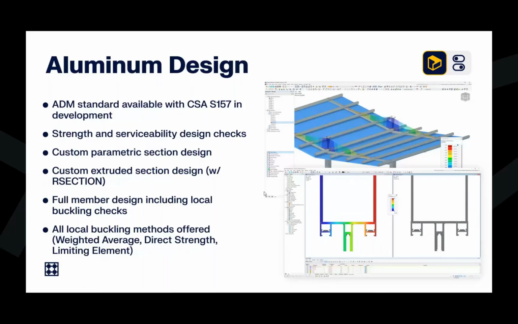to the ADM. But not only this, you heard me say this with cold form steel, we can also get the local buckling checks. Again, something that's very unique with the RSECTION to RFEM integration is being able to also get the buckling checks for these particular unique members. Now, as far as local buckling methods offered within the ADM, we offer all three, including weighted average, direct strength, or limiting element.